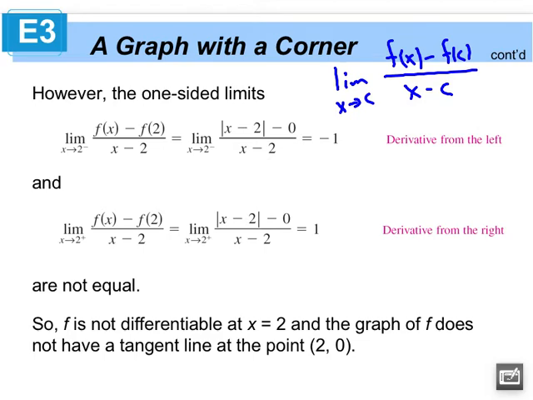And the only reason I switch forms is because when you're dealing with the absolute value function, it's a little bit easier to work with. I should have considered that before I fired it up there.